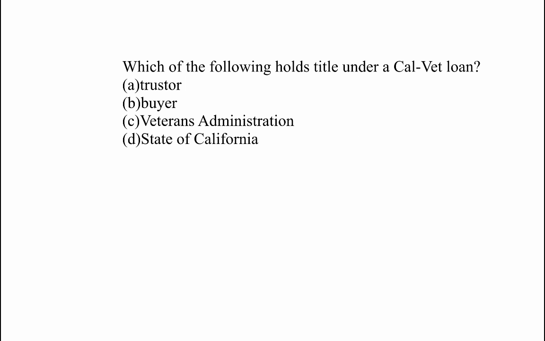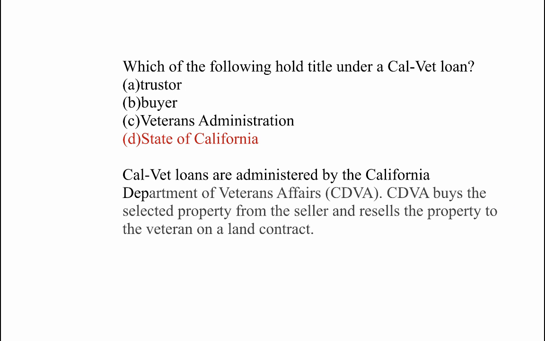Which of the following holds title under a CalVet loan? A. Trustor, B. Buyer, C. Veterans Administration, or D. State of California. The answer is State of California.